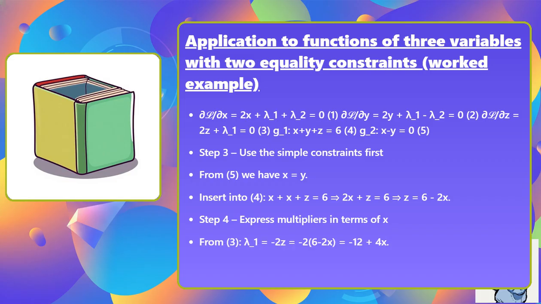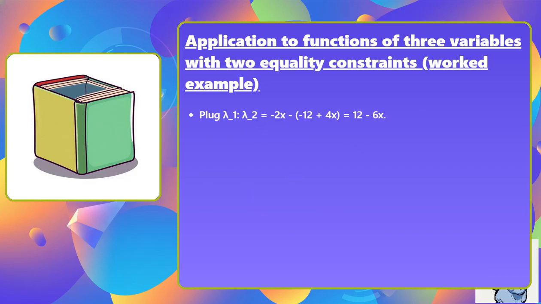From equation 3, lambda 1 equals negative 2z, which equals negative 2 times [6 minus 2x], giving negative 12 plus 4x. From equation 1 and using y equals x, 2x plus lambda 1 plus lambda 2 equals 0, so lambda 2 equals negative 2x minus lambda 1. Plugging in lambda 1, lambda 2 equals negative 2x minus [negative 12 plus 4x], which simplifies to 12 minus 6x.